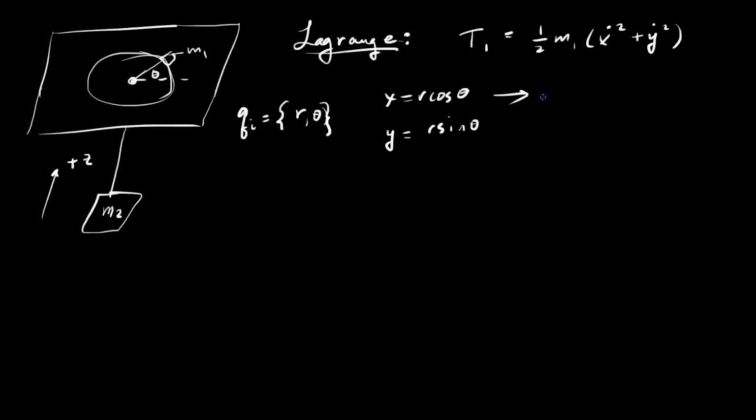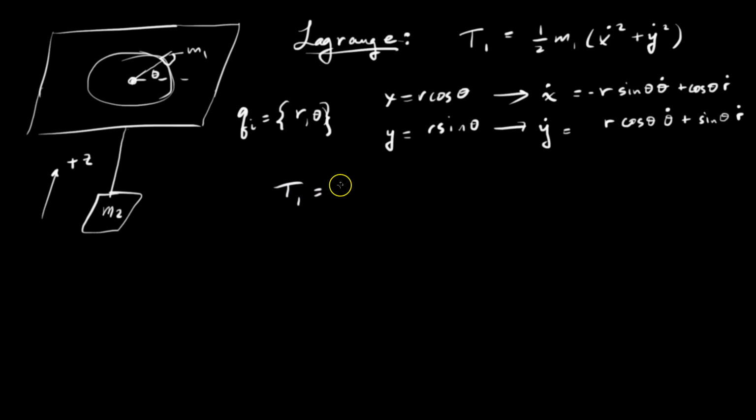So we take the derivative, x dot is, this is product rule, so we keep the first term, and we take the derivative of cosine, and then the second term, and then we take the derivative of y, same procedure, plus product rule, and then that's it. Now we have to square it.